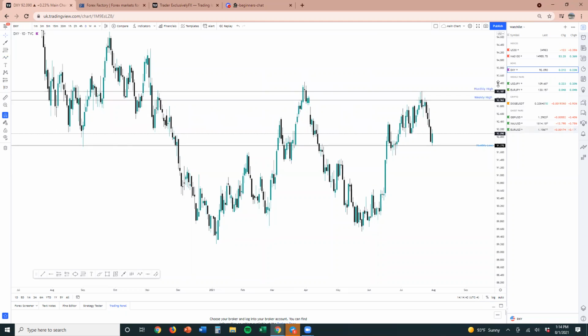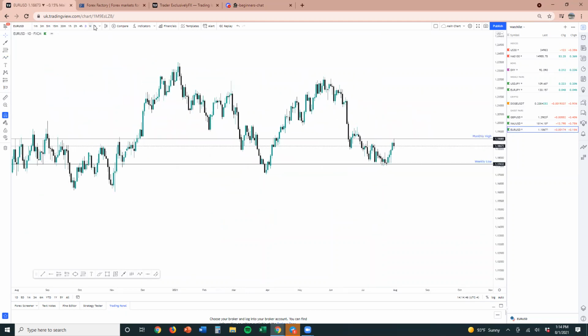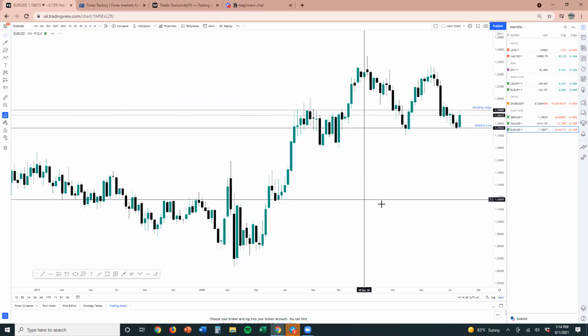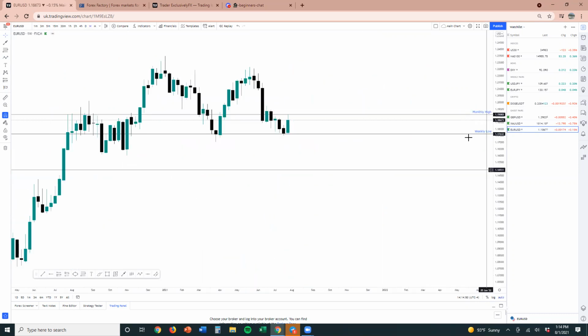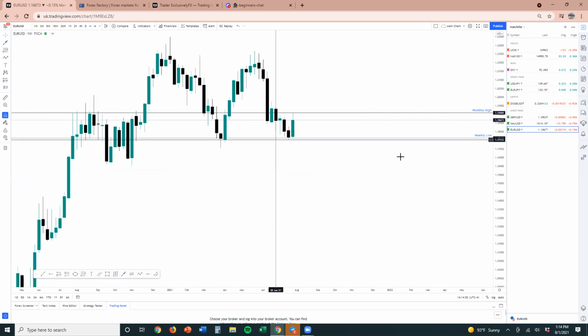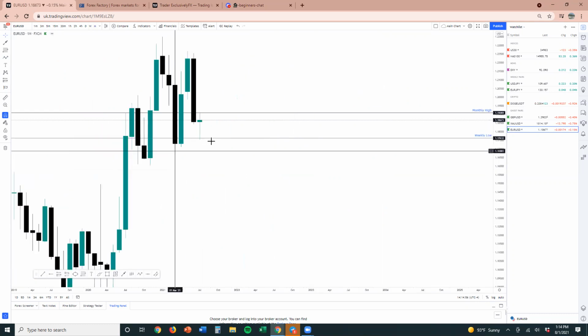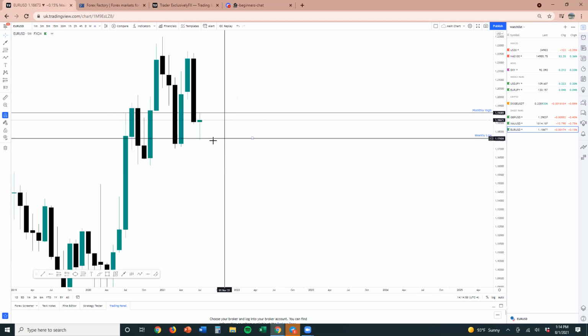So we can hop on EU real quick. All right, same thing for EU. So we have our monthly high and we have our monthly low down here, which is also labeled as our weekly low. Or yeah, monthly low. So we have our monthly high and then our monthly low is below this.